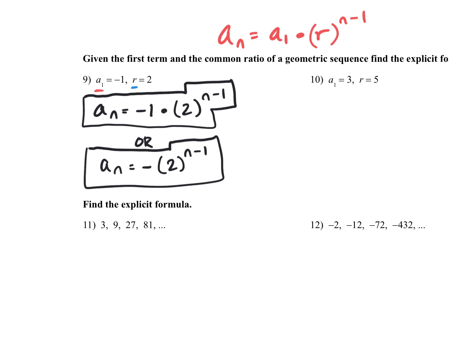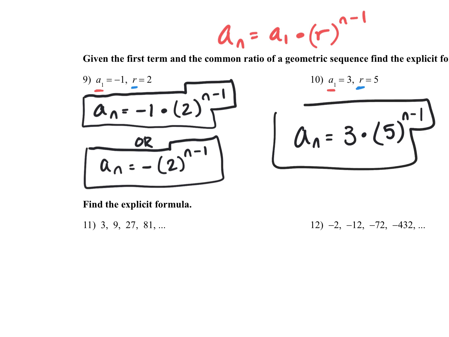Okay? Number 10 is very similar. It's a little bit easier because there are no negatives, but they give you your a1 and your r. So you've just got to plug it in. a sub n would equal, well, a1 is 3 times your r value, which is 5, to the n minus 1 power. Questions?